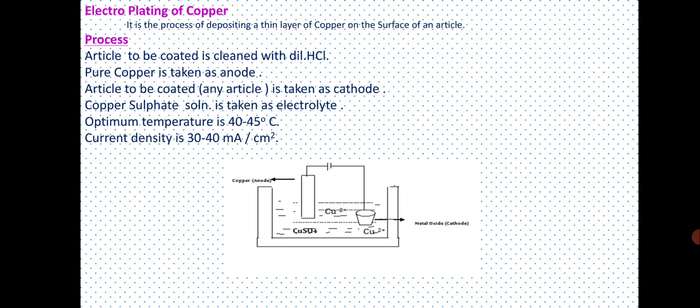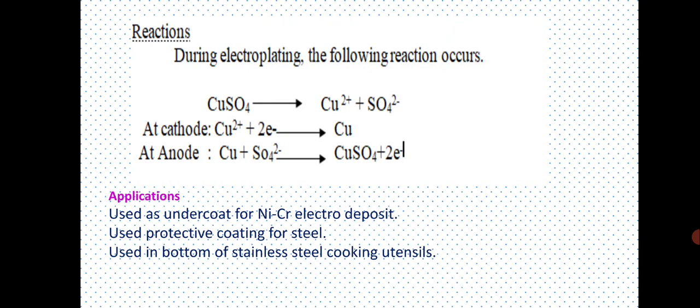This is the diagram of electroplating of copper. There is a reaction during electroplating. Copper sulfate splits into Cu2+ and SO4 2- ions. At cathode, Cu2+ plus 2e- accepts the electrons to give Cu. At anode, Cu plus SO4 2- gives CuSO4 plus 2e-. At anode, oxidation takes place. At cathode, reduction takes place.